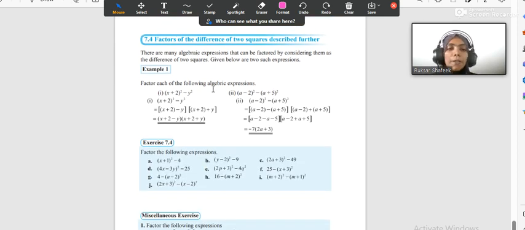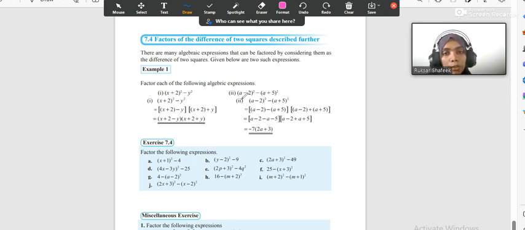And the last part over here is when you have factors of the difference of two squares described a bit further there, where you have algebraic expressions coming in. So here you have x plus 2 squared minus y squared. Now in this case, this entire thing would work as a. So a plus b, so x plus 2 plus y. That's one answer. And a minus b, so x plus 2 minus y. That's the second answer.